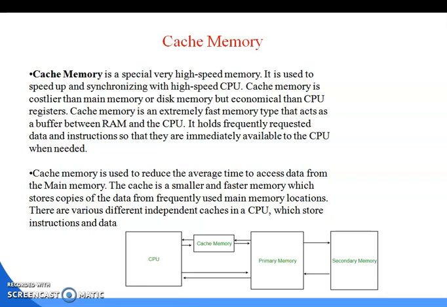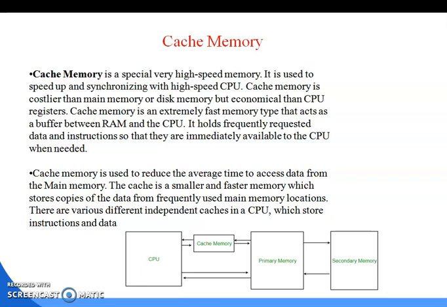Next come to the cache memory. The cache memory is a special very high speed memory. It is used to speed up and synchronize with the high speed CPU. Cache memory is costlier than main memory or disk memory, but more economical than CPU registers. Cache memory is an extremely fast memory type that acts as a buffer between RAM and the CPU.